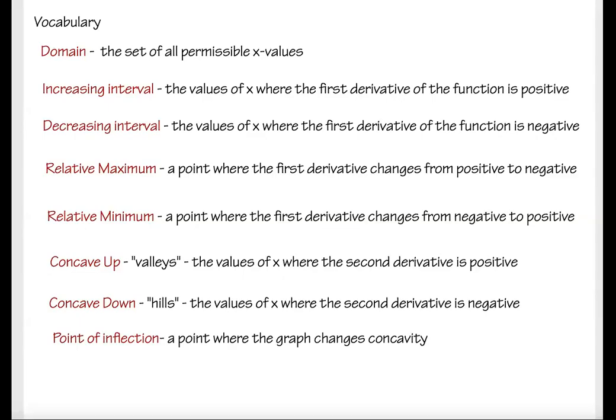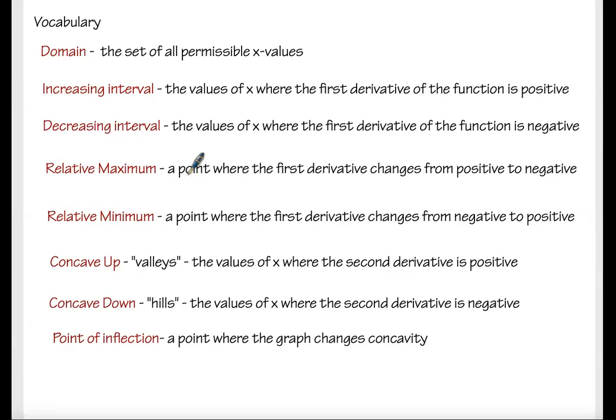In this lesson, we will look at how we can use the first derivative and the second derivative to sketch the graph of a function. But before we sketch the graph of a function, let us first look at the following terminologies.